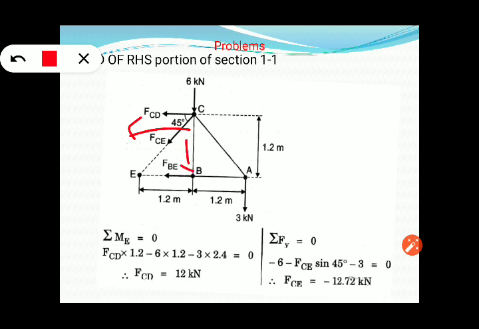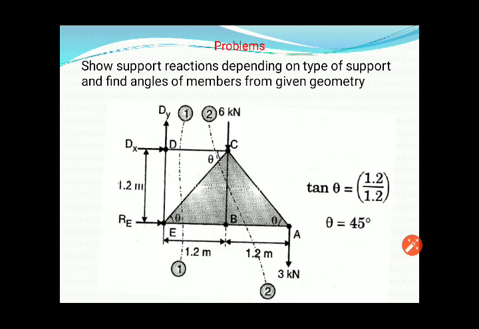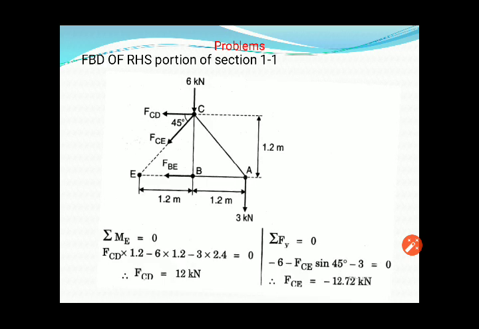Now the first step, we want to find, so first we are taking summation of moment about E. Where is point E? E point is over here. So when I take moment about E, which forces are passing through E? This force is passing through E and this force is passing through E. So these two forces will not come. I will get the direct value of FCD.